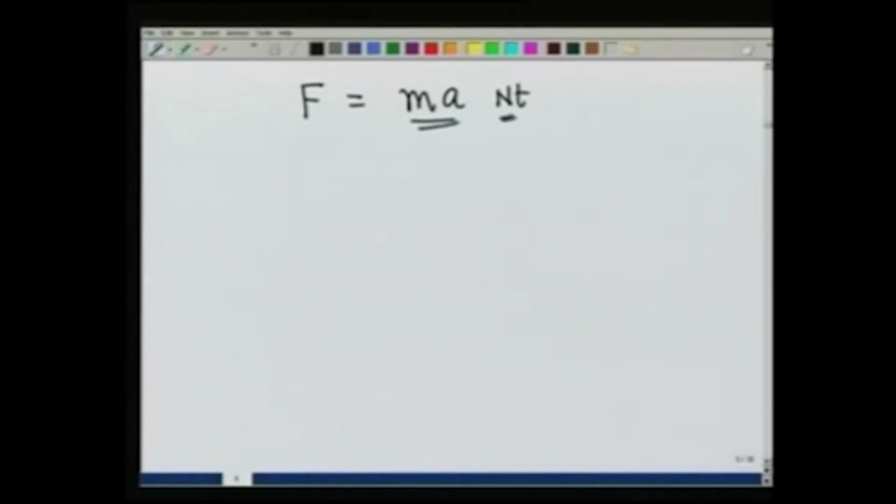Mind you, this is an operational definition. I cannot always use it though, because suppose I am pushing a wall, the wall does not accelerate. So, I cannot really determine its mass by measuring the acceleration when I am pushing it.